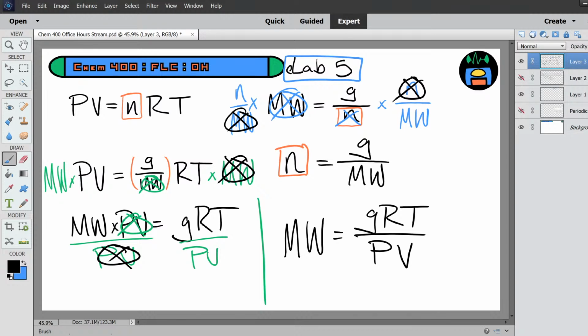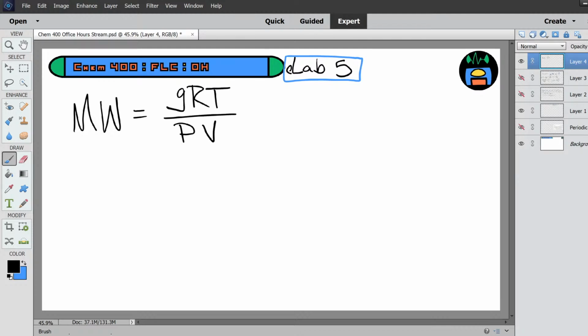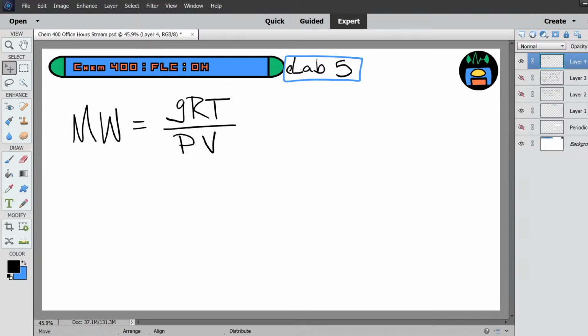All right? So, if you know the mass of a gas, the temperature of the gas, the pressure of that gas, and the volume, if you know these four quantities, you can calculate the gas's molecular weight.